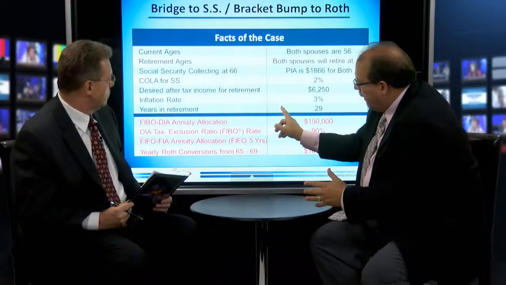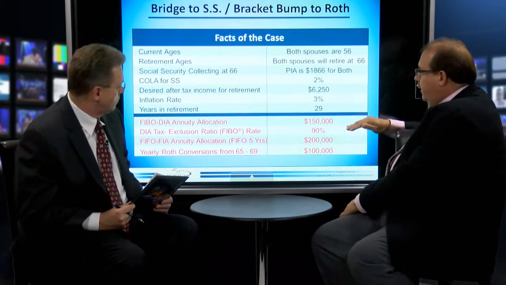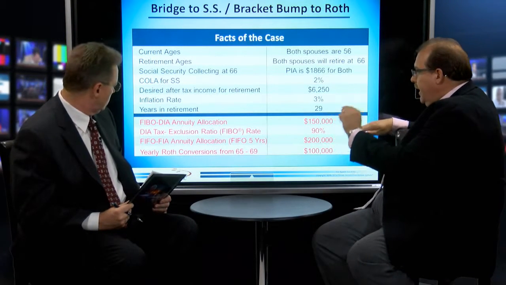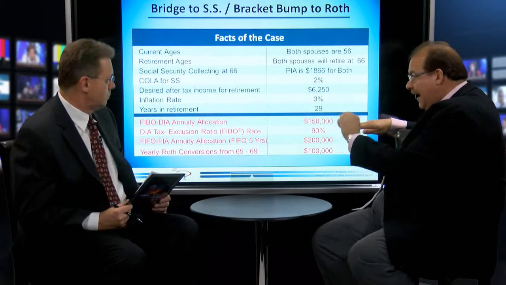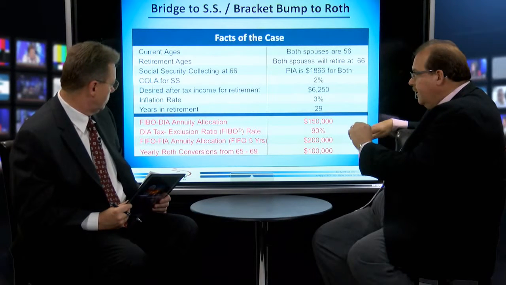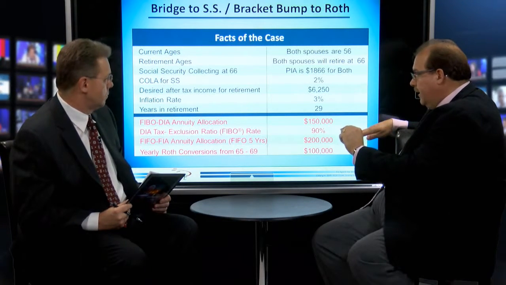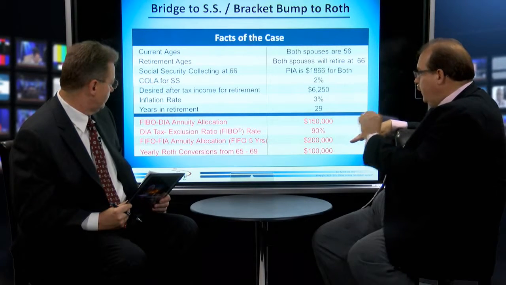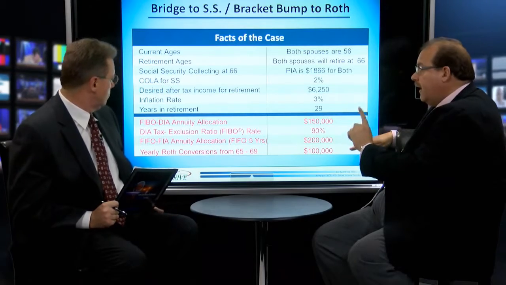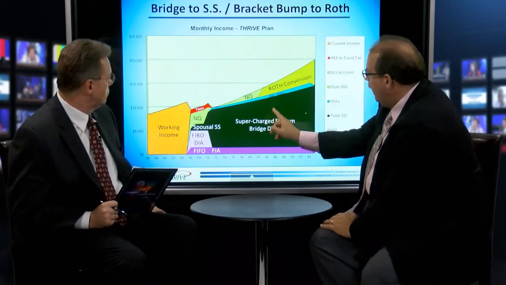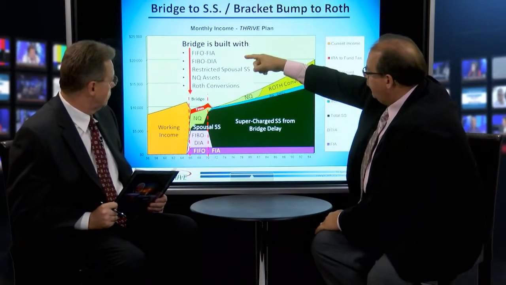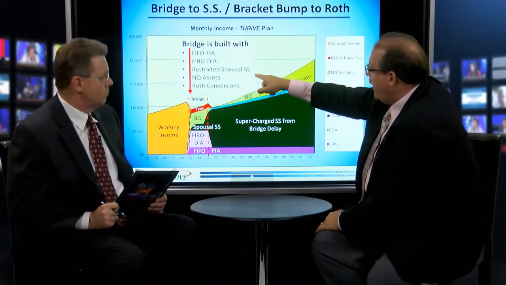Watch what happens when I put these together. So we're going to allocate $150,000 to the DIA that gets the FIBO tax treatment, and the exclusion ratio on that contract is going to be 90%. We're going to put $200,000 in the FIA that gets the FIFO tax treatment for the first 5 years, and you're going to see that we're going to have yearly Roth conversions from 65 to 69 of $100,000 a year. And I want you to see now what we're going to do is we're going to create this Social Security bridge using the FIFO FIA, the FIBO DIA, the restricted spouse Social Security filing.